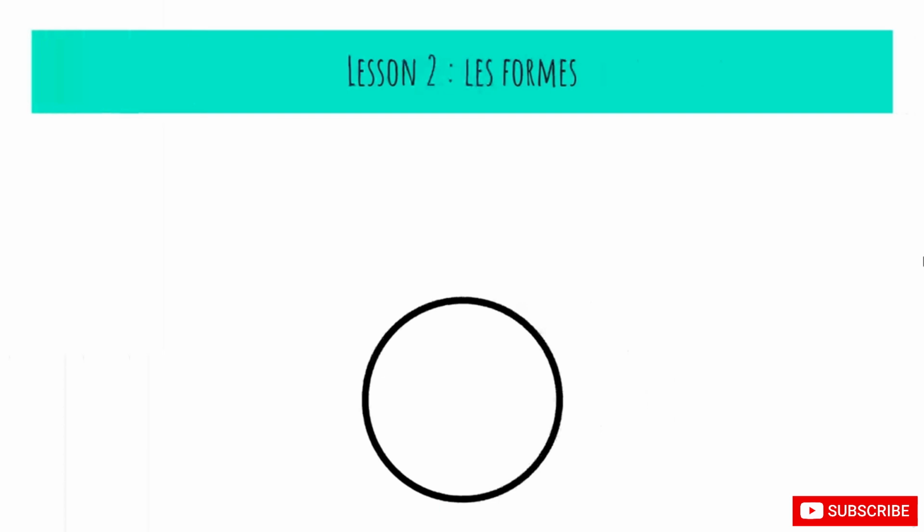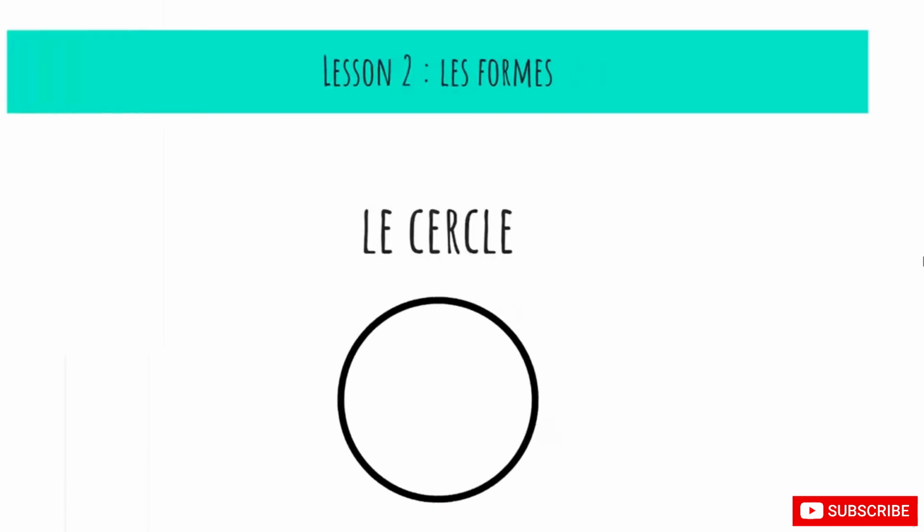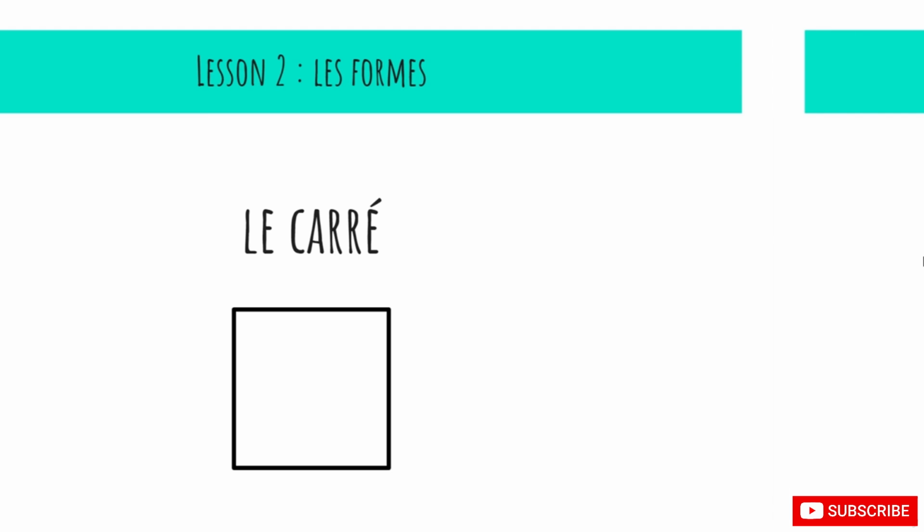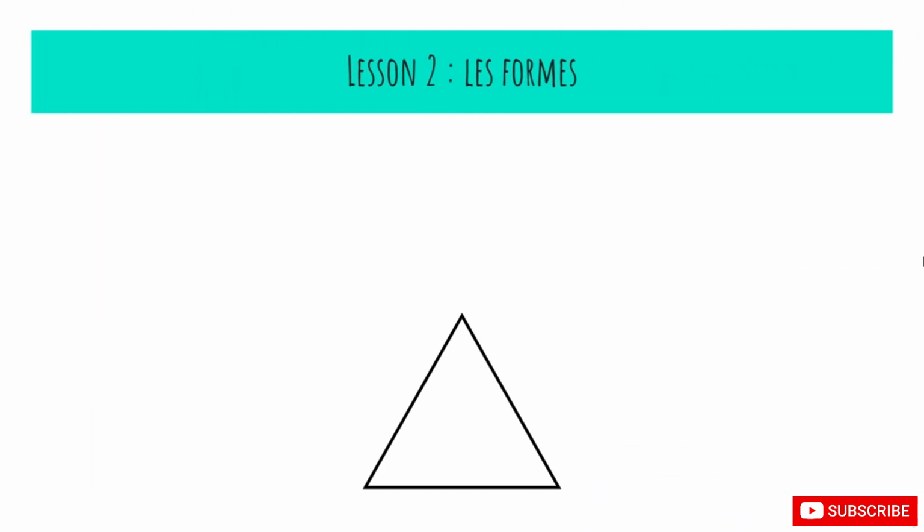The first one will be the circle, le cercle. The second one, the square, is called le carré. So make the accent with the R with the throat, so it's carré, le carré. The triangle, it's le triangle. It's exactly the same thing, but instead of triangle, it's triangle.